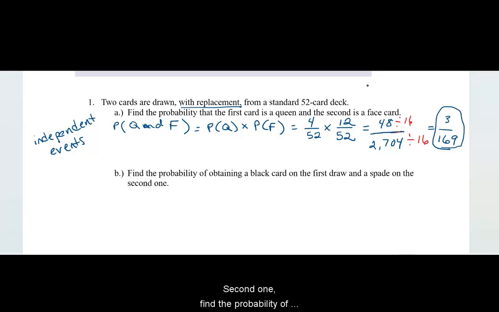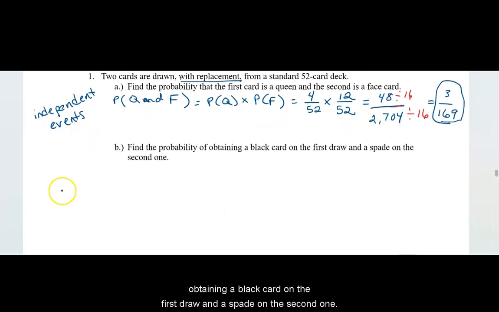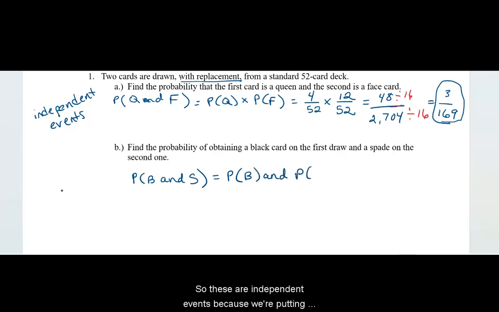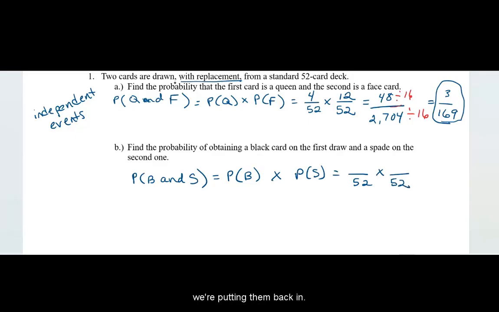Second one, find the probability of obtaining a black card on the first draw and a spade on the second one. So I want the probability of a black card on the first and a spade on the second one. Okay, again, this is still the one with replacement. So these are independent events because we're putting the cards back. Here we go, that would be times, all right, again, out of 52 cards because both of those, we're putting them back in.